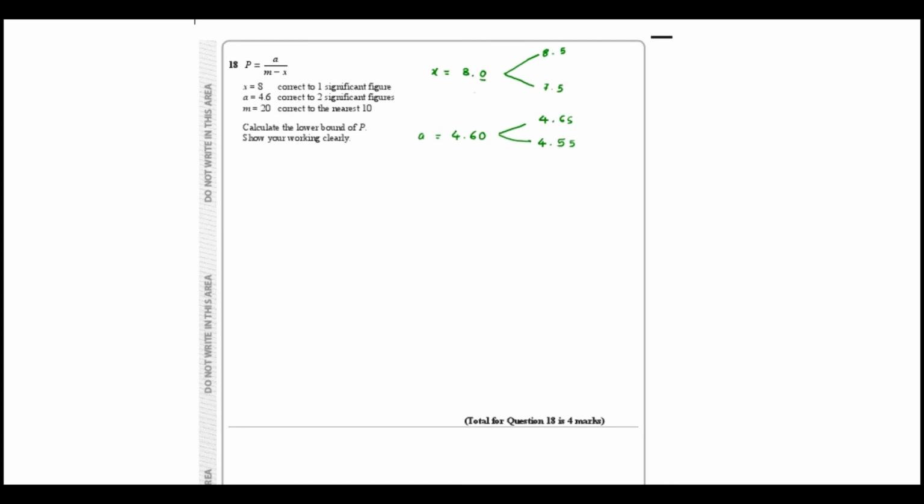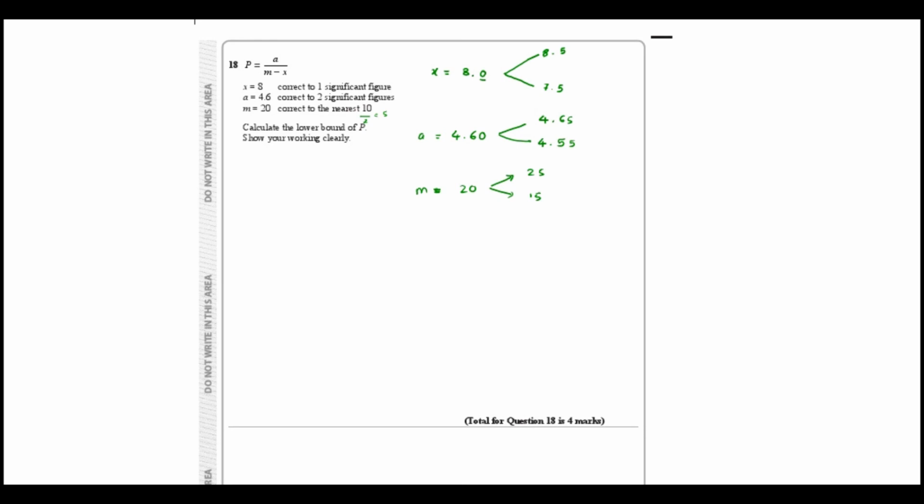Then the next one, M equals 20 correct to the nearest 10. When they give you nearest 10, that's quite easy. You divide the 10 by 2, so you get a gap of 5. M equals 20, so you go a gap of 5 up and 5 down. Going 5 up, you get 25. Going 5 down, you get 15.